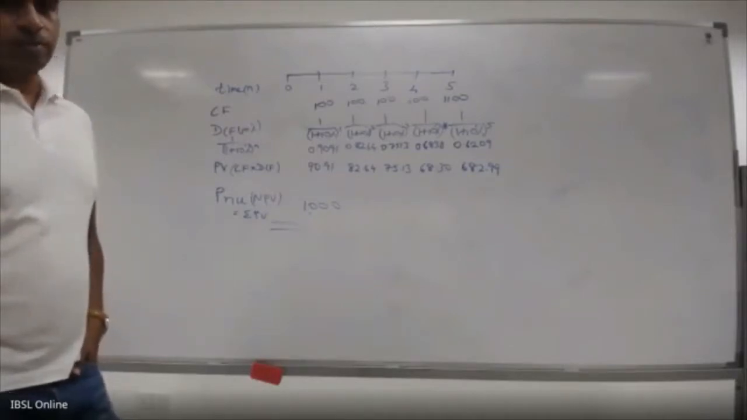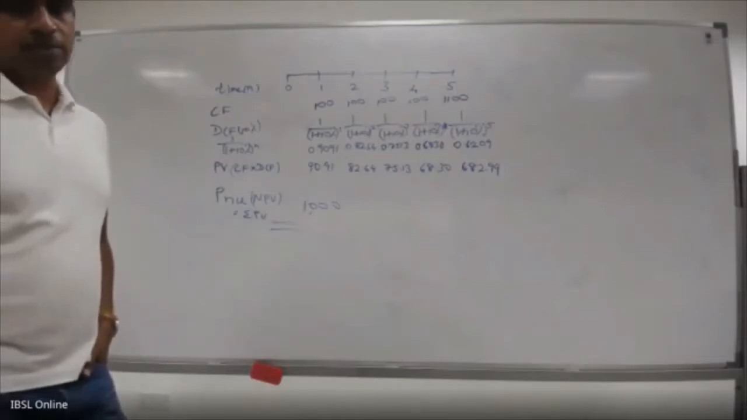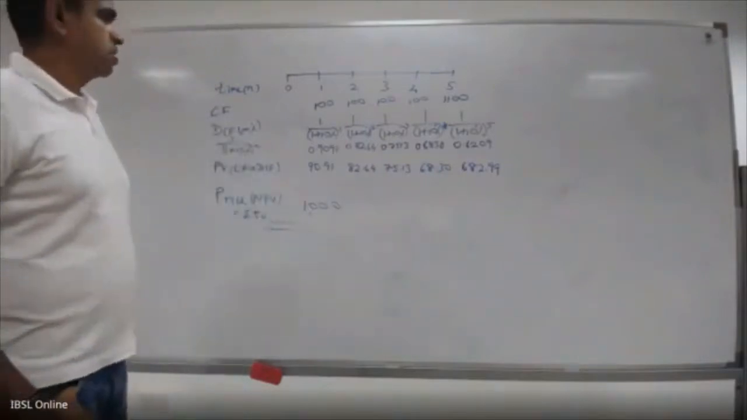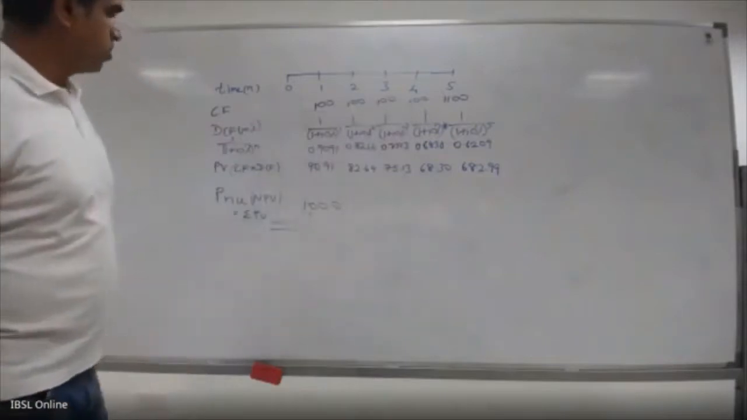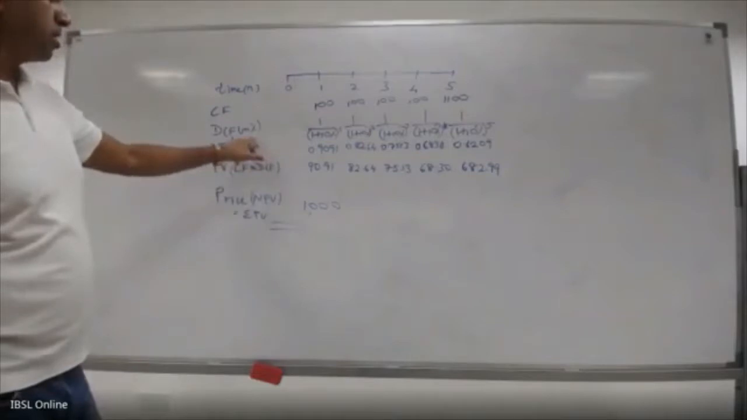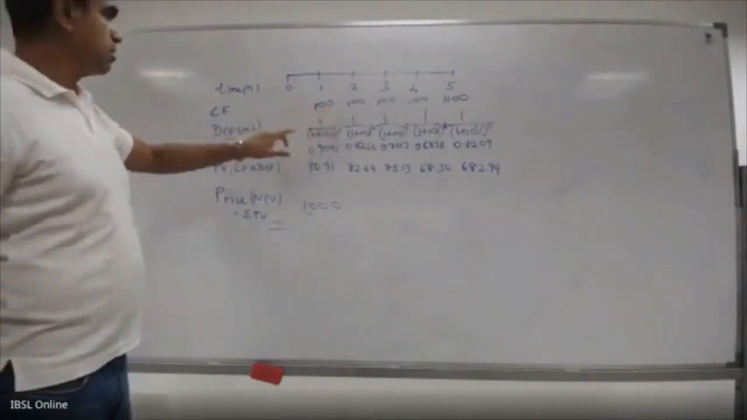Okay, now look at the face value and the price of this bond. Both are 1,000, isn't it? Face value 1,000, price 1,000. Then what about the coupons? Coupon is 10%. Yield is also 10%. Right?